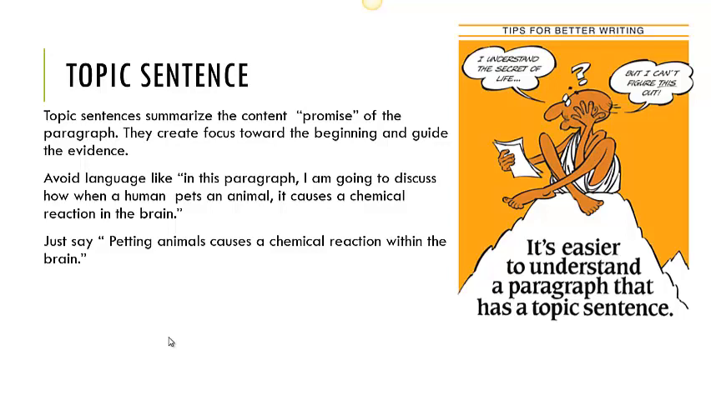It's kind of a general statement. Petting animals causes a chemical reaction within the brain. Your next step is, well, what is that chemical reaction? And that's what the paragraph does. It goes into further detail and explains it.